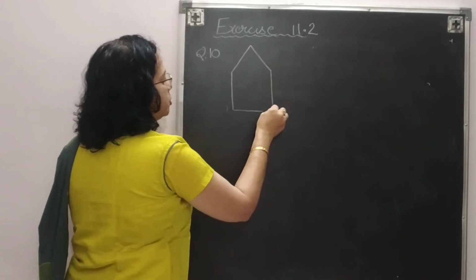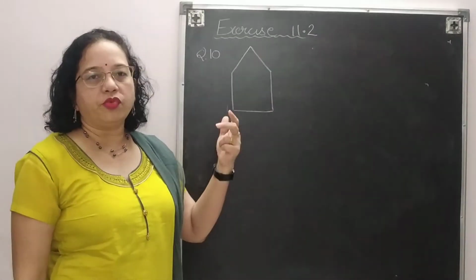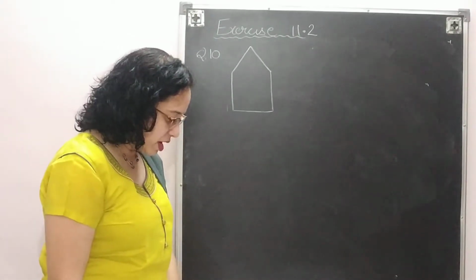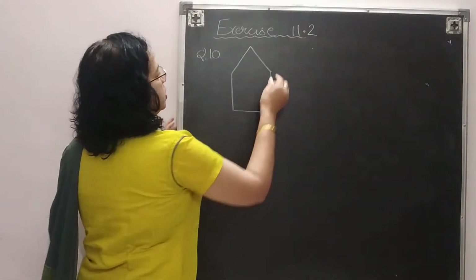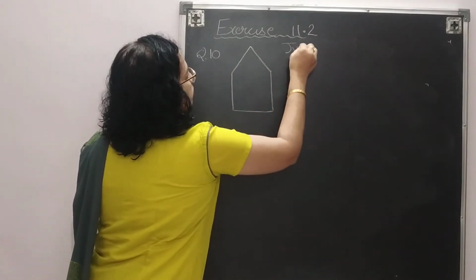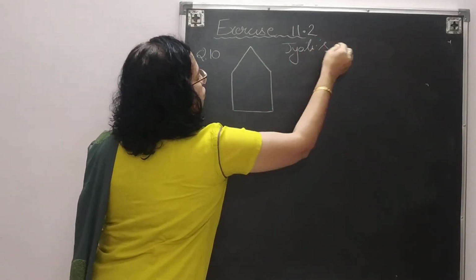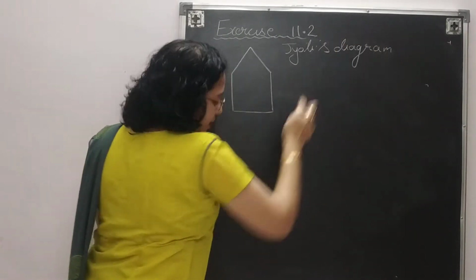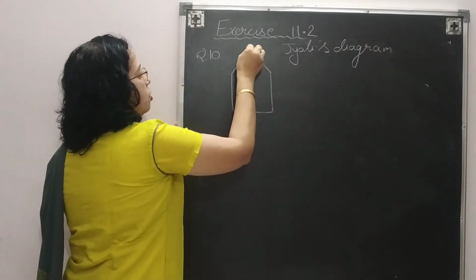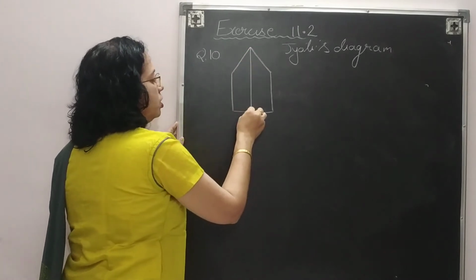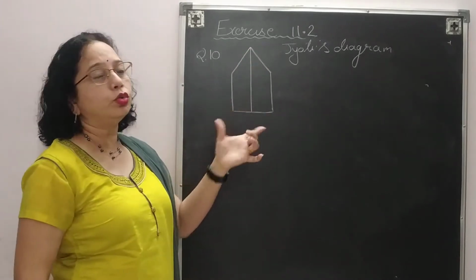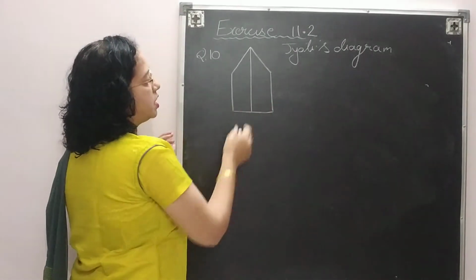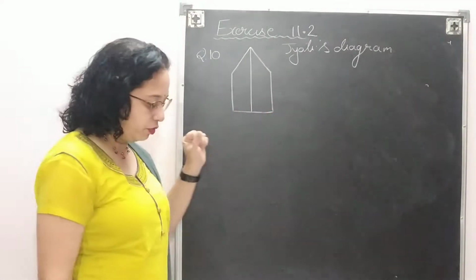We can divide this pentagon in two different ways. Similarly, there are two girls, one is Jyoti and one is Kavita. This is Jyoti's diagram. How has she divided this pentagon? She has drawn one line over here. This way she has divided it into two trapeziums. One pentagon is divided into two trapeziums, and you need to find the area of this figure.